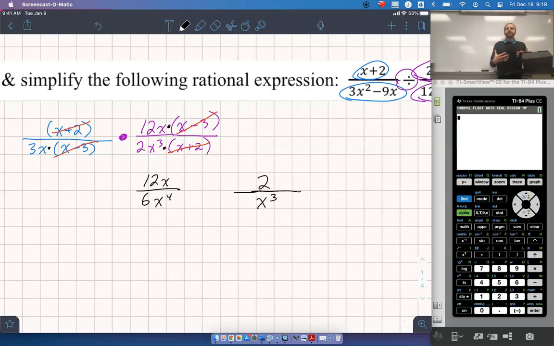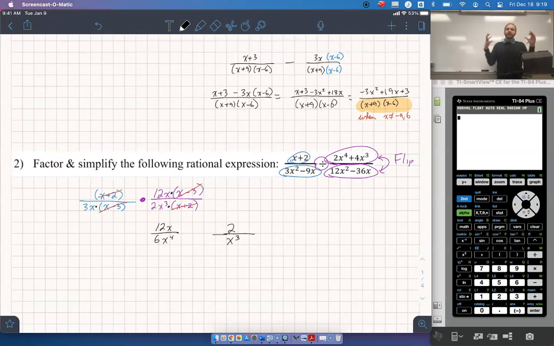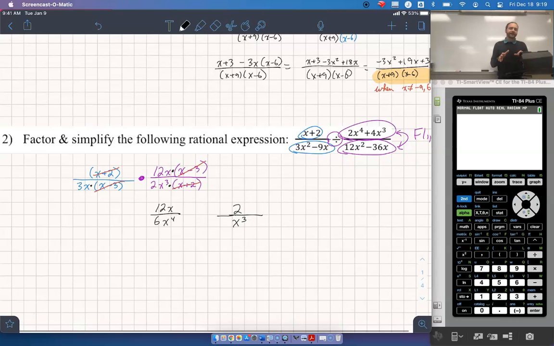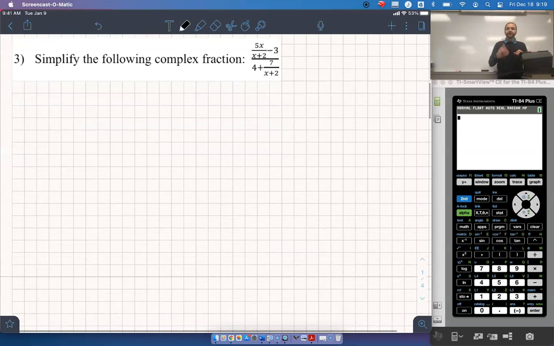So be cautious on this. When do I create a common denominator? When I'm adding or subtracting. When do I factor and cross out? Well, when I'm multiplying or dividing. And I have to be careful with my coefficients in simplifying them. So there's number 2. Let's go to number 3, the last one in this video.